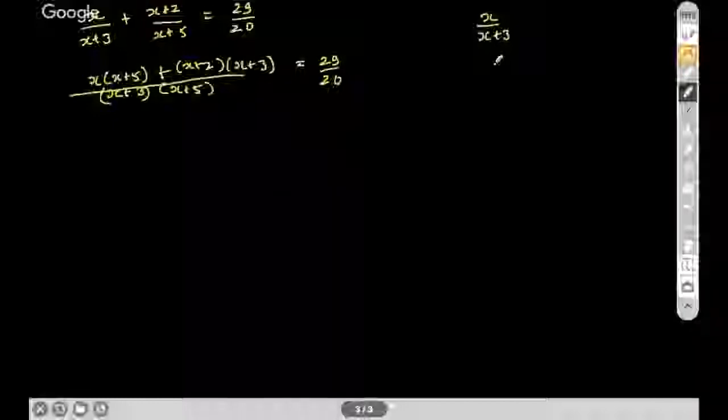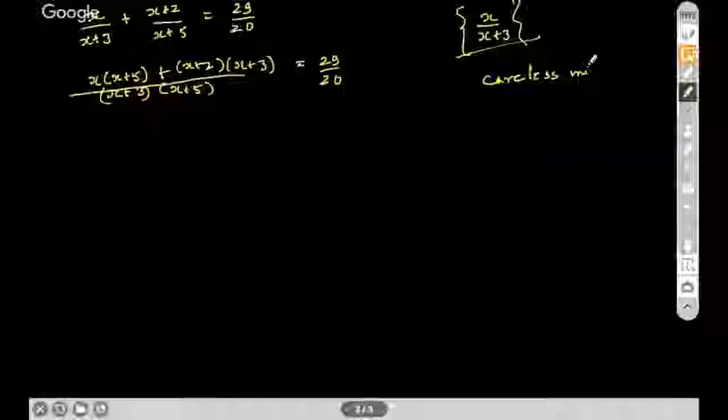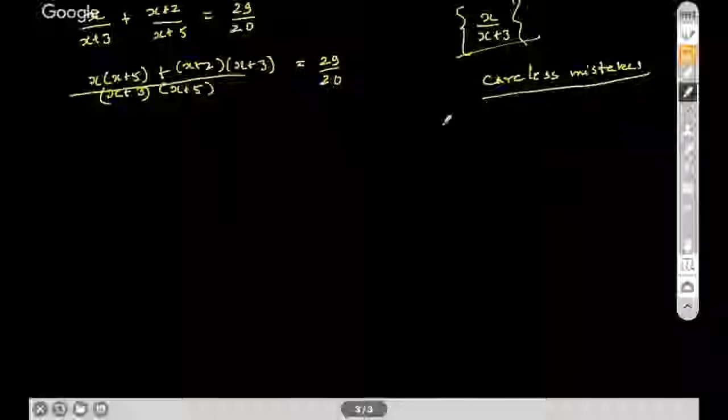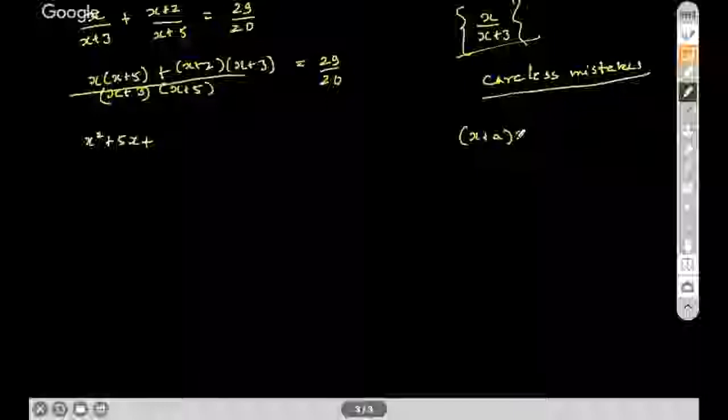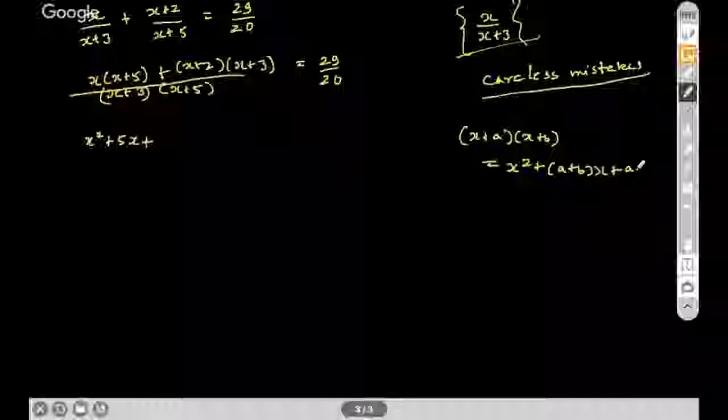One thing which happens in this question is that you are prone to careless mistakes or calculation mistakes. Please always remind yourself that there is a possibility of careless mistakes, so be very, very cautious. Let us try and solve this. x times x is x squared plus 5x. Then, if you know the identity, x plus a into x plus b is x square plus a plus b x plus ab, you can easily do this multiplication, or you can do a proper step-by-step multiplication.